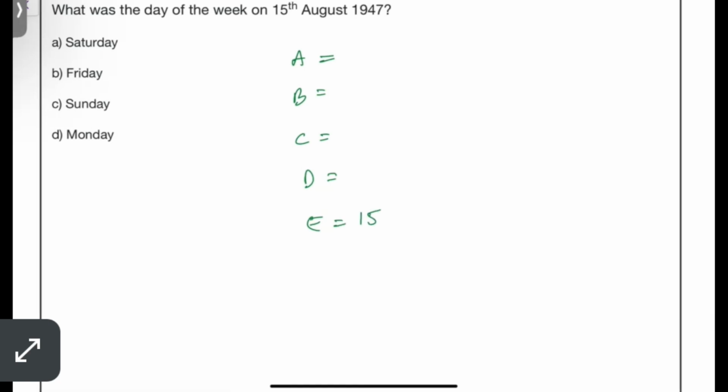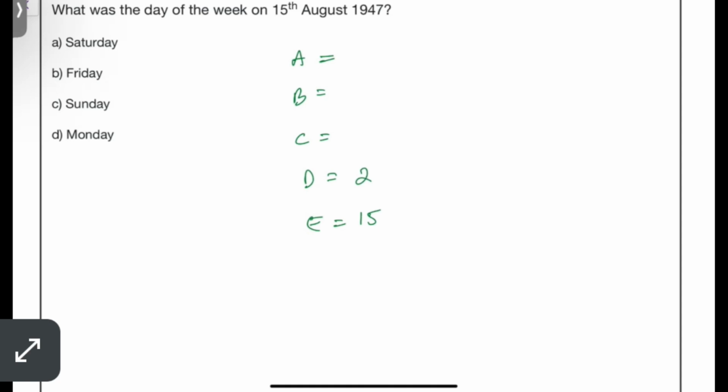15th August 1947. So we also find this. So let's find what is A, what is B, what is C, what is D, and what is E. I'll just write from E is 15, D is how much? D is August. So which means it's in the month of August. Code is 2, and C means C is number of leap years.